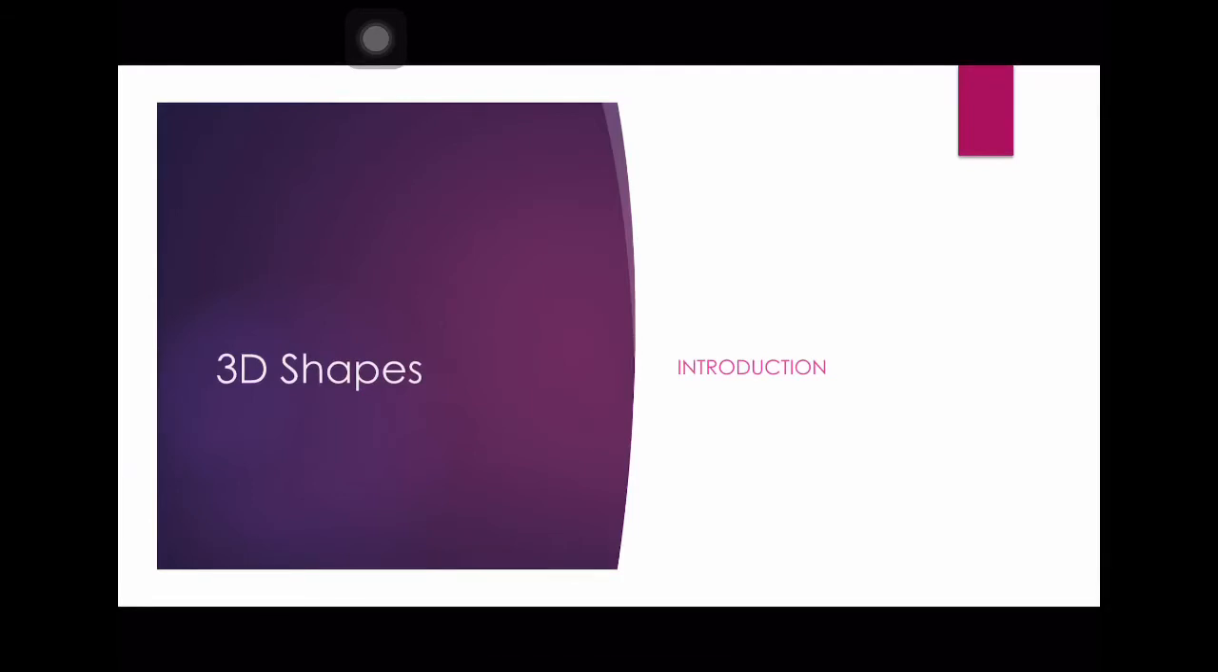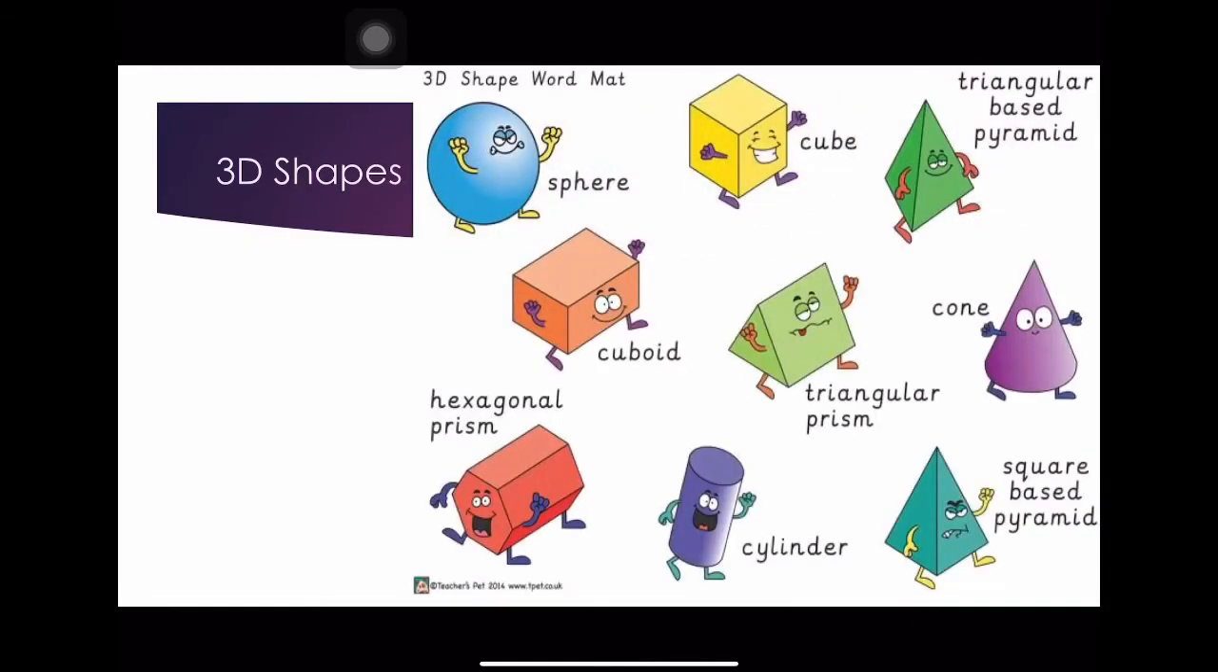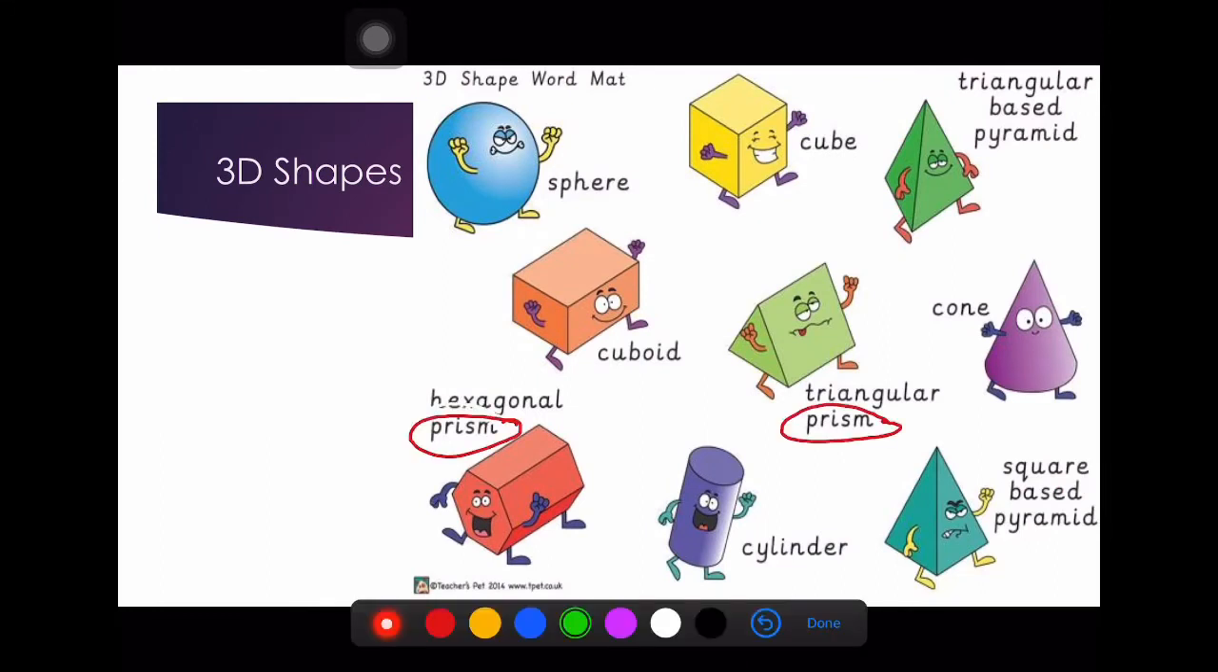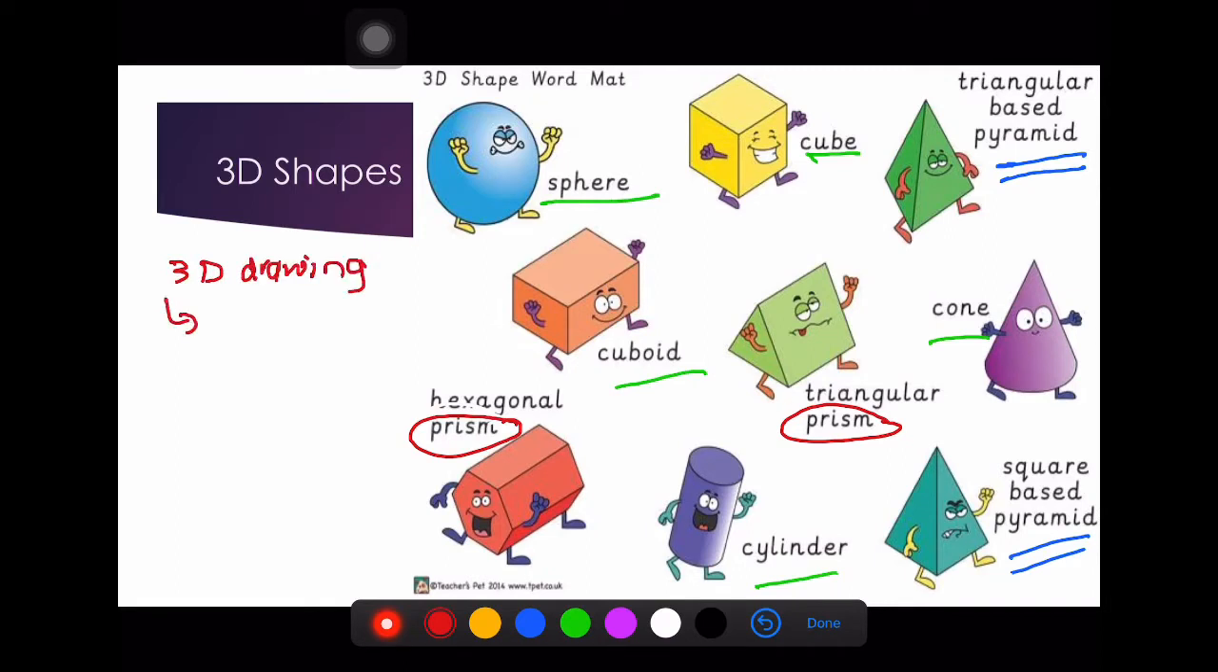Introduction to 3D shapes. So these are some examples of 3D shapes: sphere, cube, cuboid, cone, cylinder, triangular based pyramid, square based pyramid. Now all these shapes need to be drawn correctly to what we call 3D drawing, showing both the visible and the invisible part of a 3D shape.